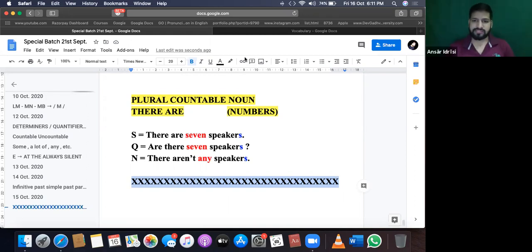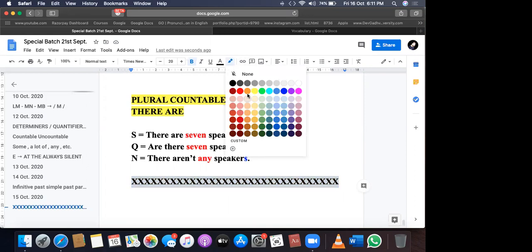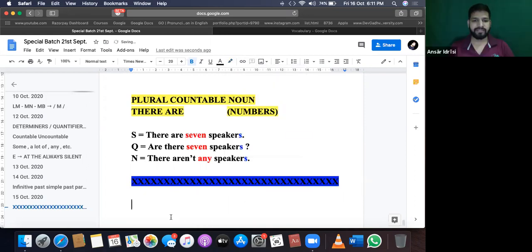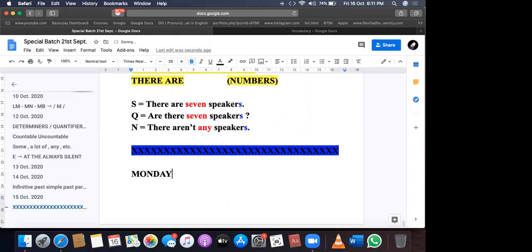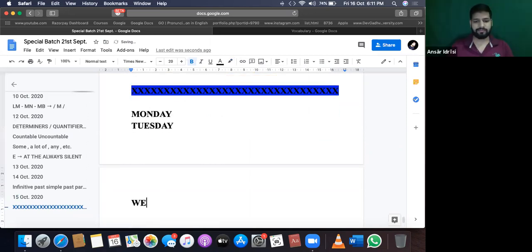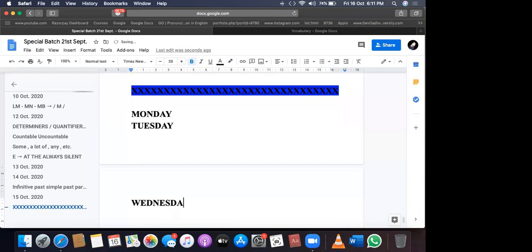Very good. Lotus. There are 50 mobiles. Are there 50 mobiles? There aren't any mobiles. Very good. Mobiles. Next. There are 10 cushions. Are there 10 cushions? There aren't any cushions. Very good. Next. There are 1,000 candidates. Are there 1,000 candidates? There aren't any candidates.